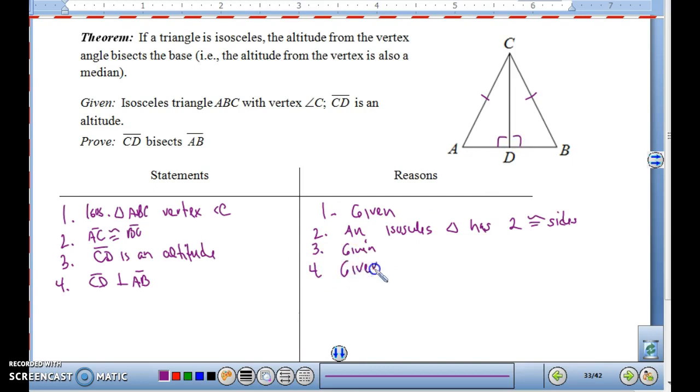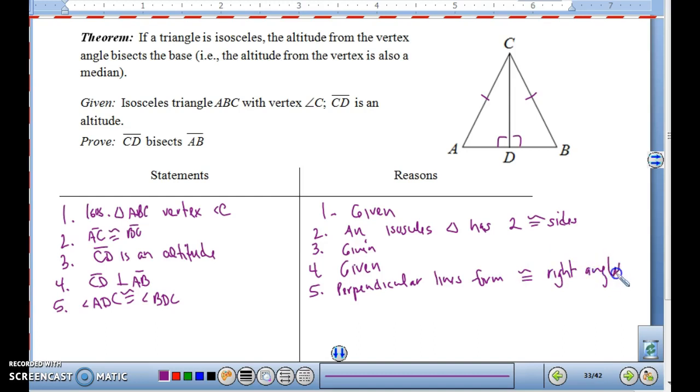All right, now what does it form at the bottom if this is perpendicular? Well, it makes right angles. So we know that angle ADC and BDC are congruent right angles. So let's put that down. Perpendicular lines form congruent right angles. So there are my two angles that are congruent.